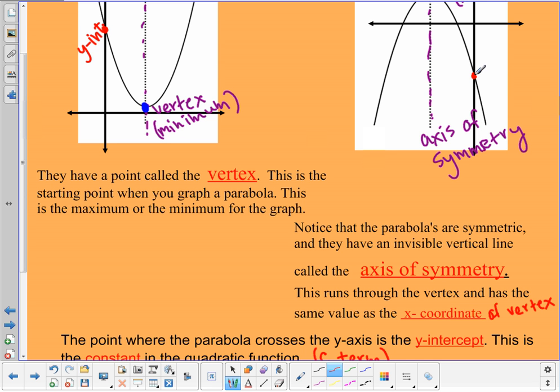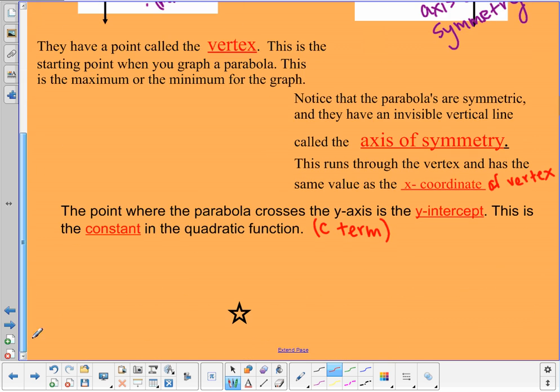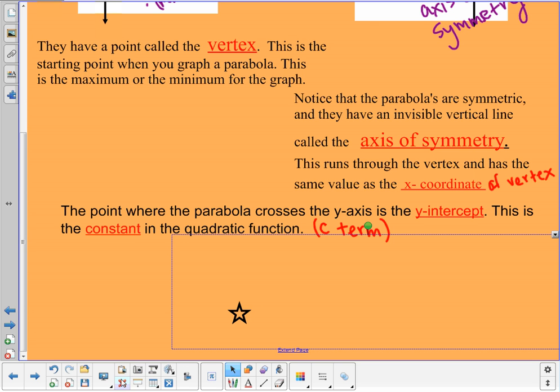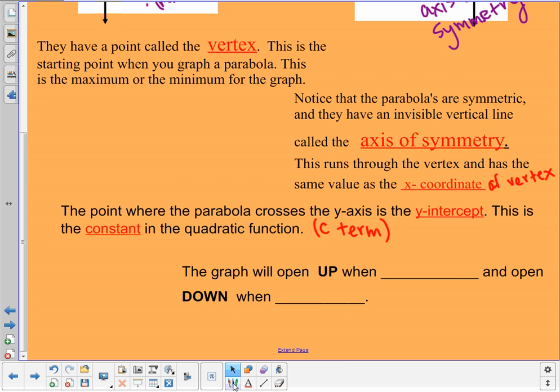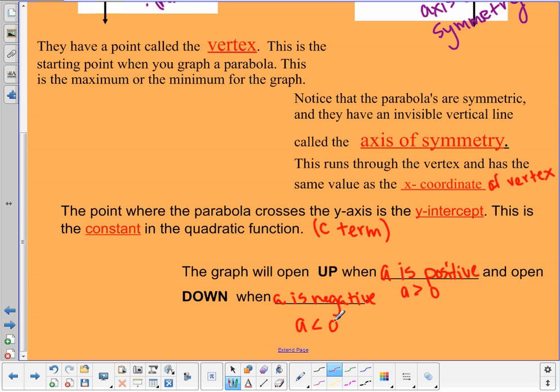Or over here, this would be my y-intercept. And one other thing to note, because we've been looking at these two different pictures, is what makes these equations open up or open down. So the graph of a parabola will open up when your A term is positive, or in other words, A is greater than 0. And the graph will open down when A is negative, or in other words, A is less than 0.